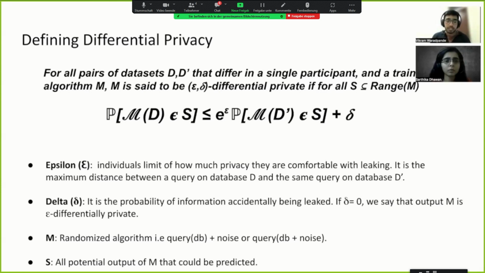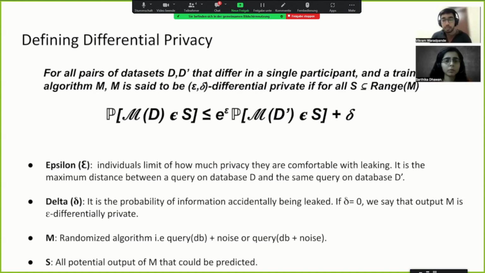The equation is that the probability that a particular query's result on dataset D is in S is less than or equal to e raised to the power epsilon times the probability that the same query on the adjacent database, that is D prime, also results in the range set S. And there's an additional parameter called delta. We can discuss the value of delta later, or what this stands for. But loosely, what this means is that the value I get when I run a query on database D is very close to the value I would get when I run the same query on an adjacent database, that is D prime.